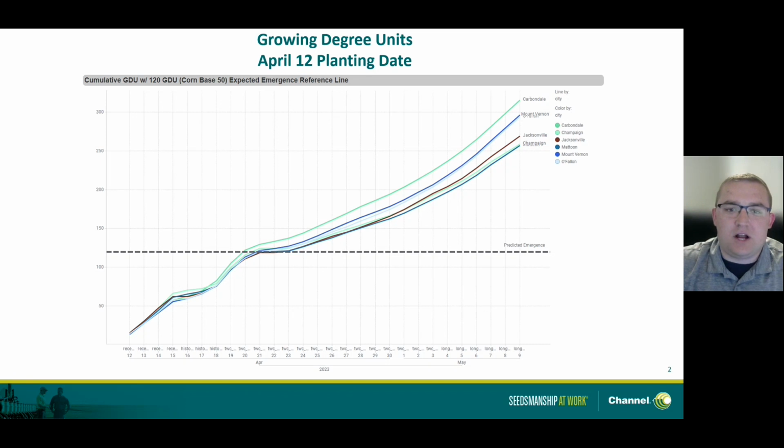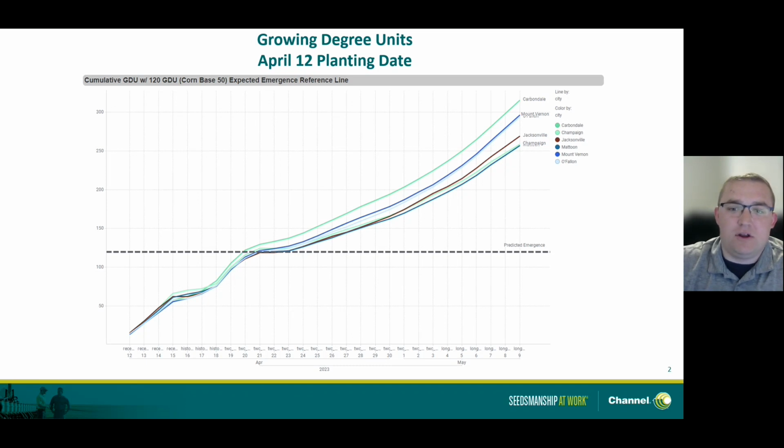I want to walk through a couple different planting dates, starting with April 12th and looking at corn emergence. Corn typically takes about 100 to 120 GDUs to come up. Soybeans are closer to that 100 mark. Looking at the April 12th planting date, I've graphed out 6 locations in central and southern Illinois: Carbondale, Champaign, Jacksonville, Mattoon, Mount Vernon, and O'Fallon.